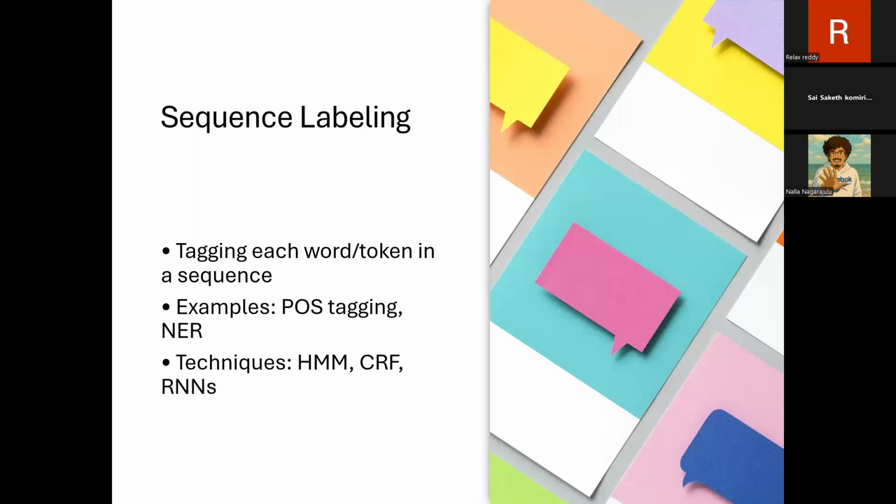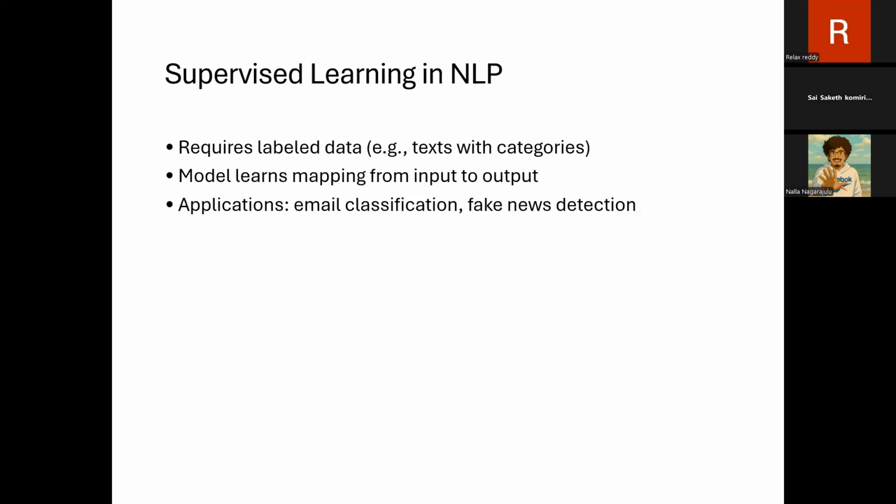To achieve this, we use techniques such as hidden Markov models, HMM, conditional random fields, CRF, and recurrent neural networks, RNNs. These models are designed to consider not just the current word but also the words around it, making these predictions more accurate.